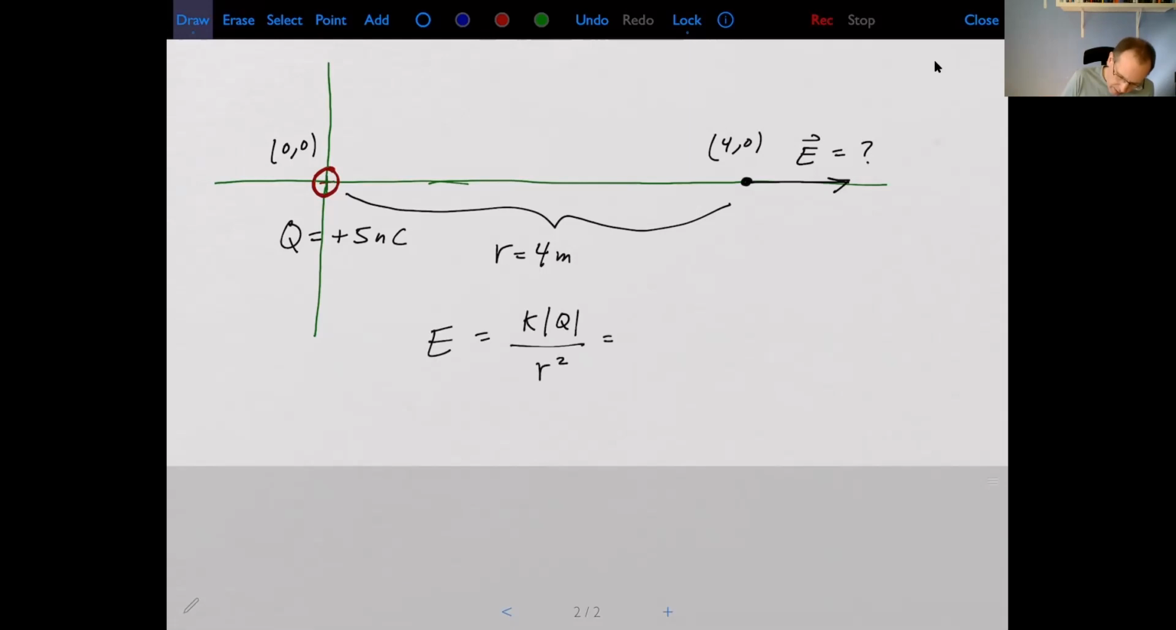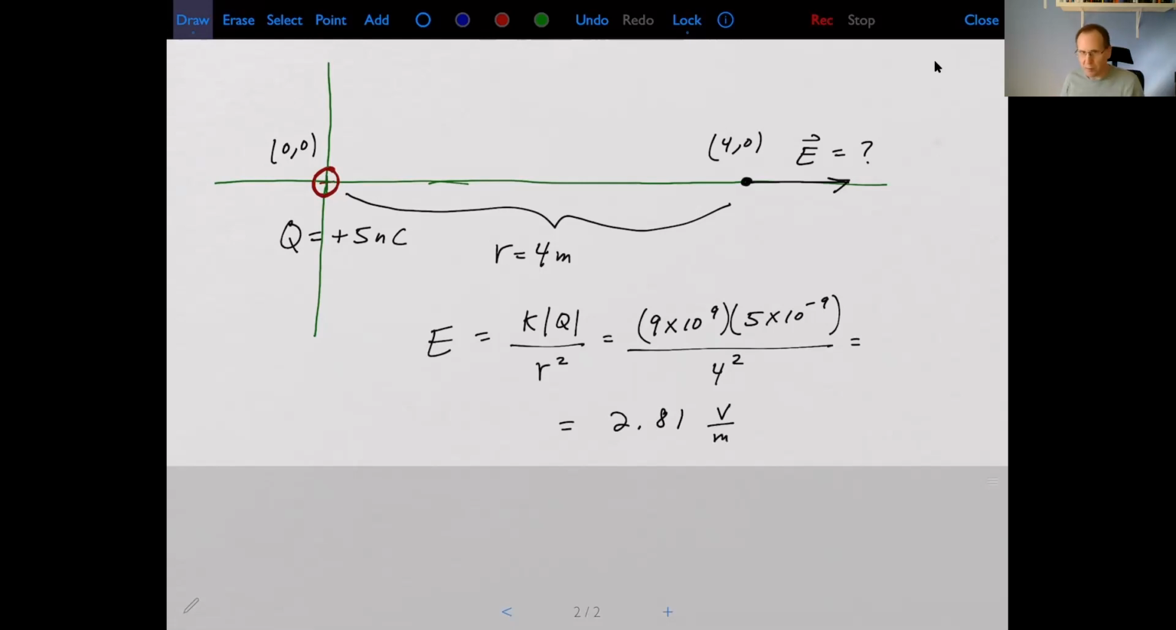So in this case, this will be 9 times 10 to the 9th. To save room, I'm not going to write all the units in there. And then the Q is, since it's 5 nanocoulombs, 5 times 10 to the negative ninth, divided by R, which is 4 meters, squared. And if you work that out, it turns out this is equal to 2.81. And again, it has units of volts per meter or Newton per coulomb. I think the simulation that we're going to look at later uses volts per meter, so I'm just going to leave it as volts per meter.